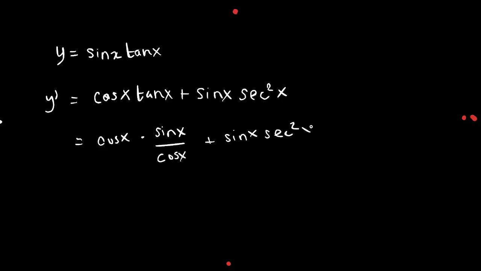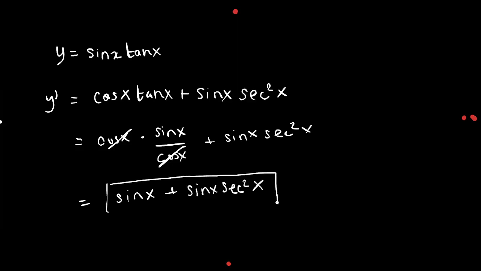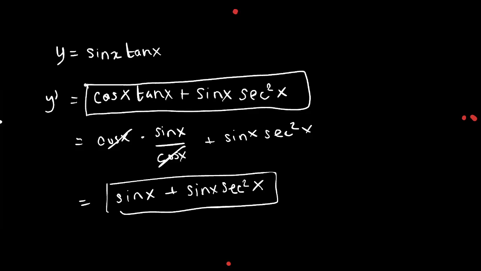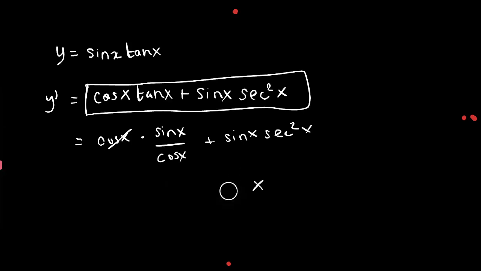If we have this, we can see that this cosine x and this cosine x will cancel out, giving us an answer of sine x plus sine x times secant squared x. So this is equivalent to this as well. They're just in different forms. The second one is further simplified. So depending on whatever the options are in the multiple choice question, you need to know that these two are equivalent. So either further simplify or undersimplify your answer to get back to this, depending on what the options are.